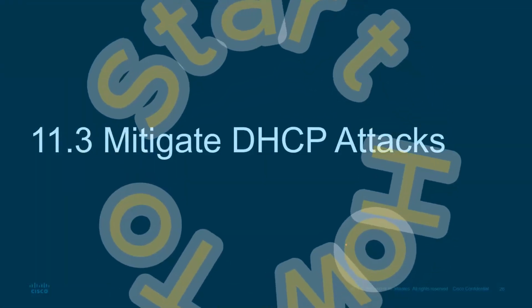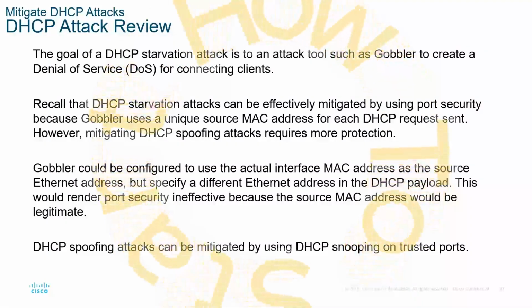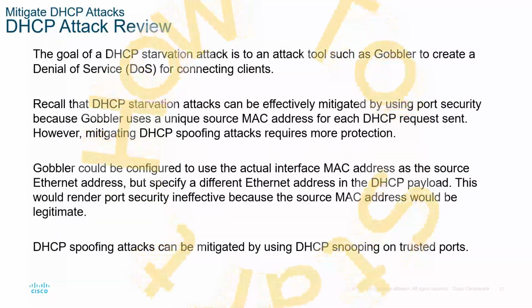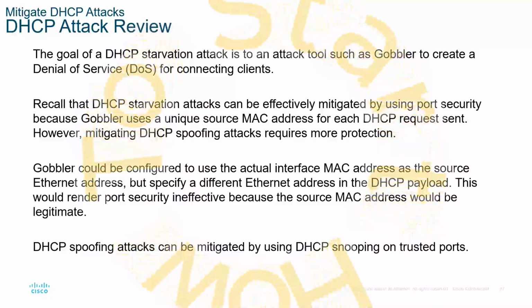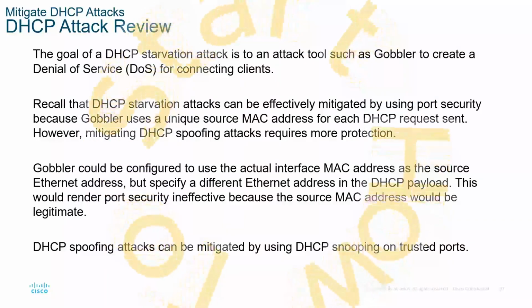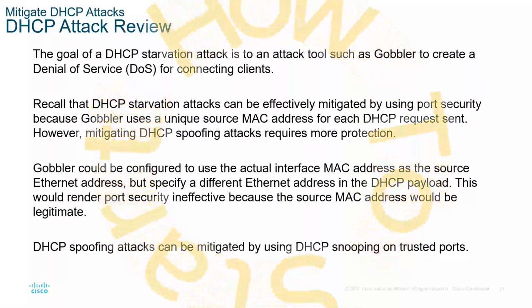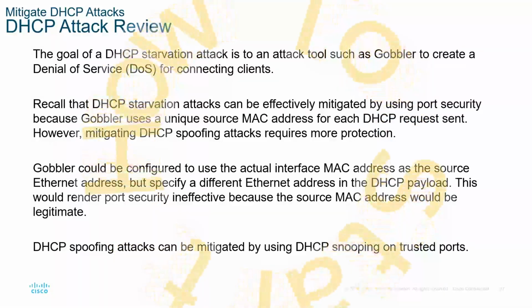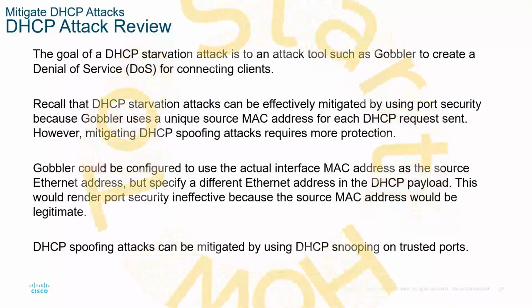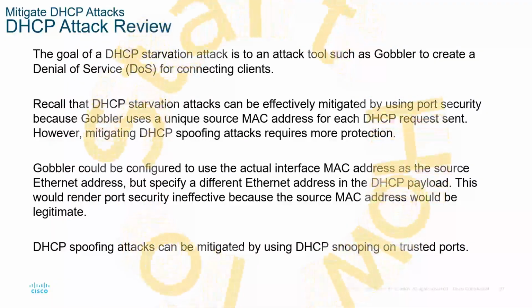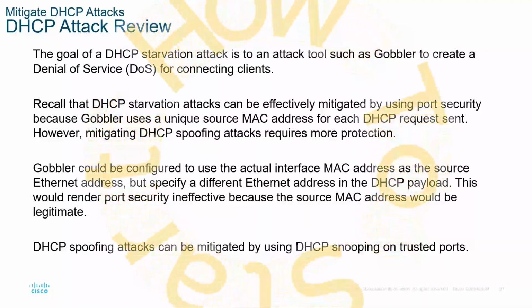So let's talk about how we mitigate DHCP-based attacks. The goal of DHCP starvation is basically to gobble up all of the spare addresses in that pool, basically creating a denial of service on that service. If a person can't get on the network because there's no addresses available, well, that's a denial of service attack. So recall that DHCP starvation attacks can be very effectively mitigated by using basic things like port security, because the gobblers use unique MAC addresses for each of the DHCP requests. However, mitigating those spoofing attacks requires more protection.